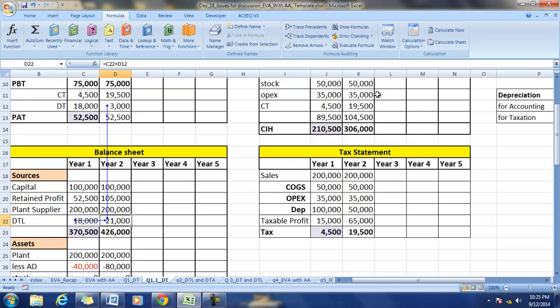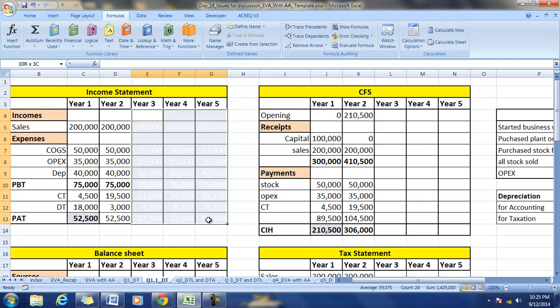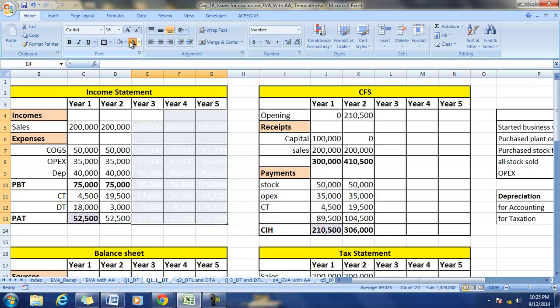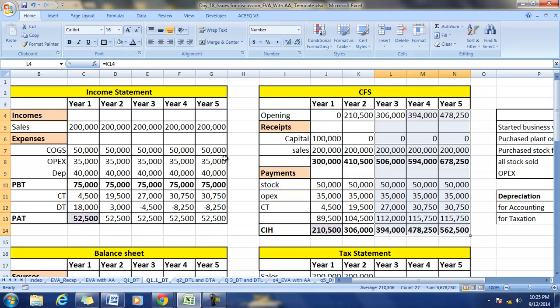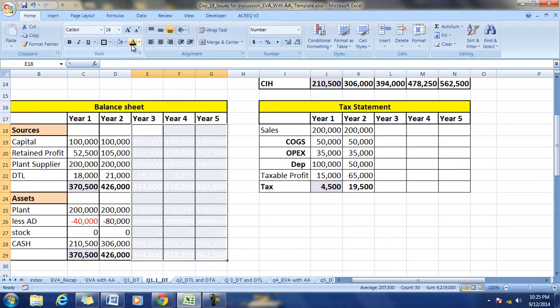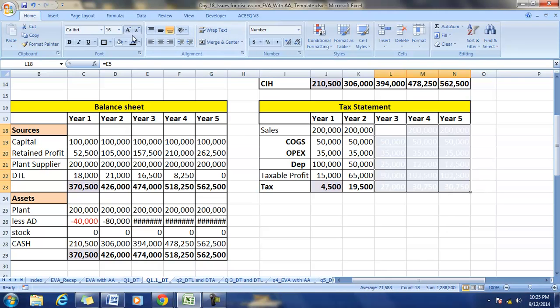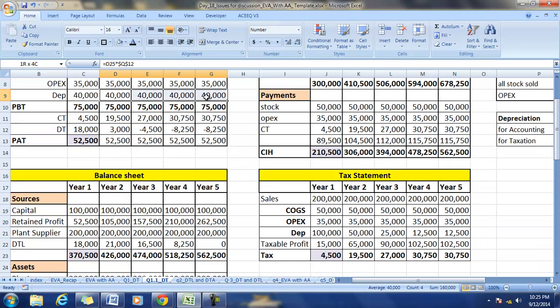The same is the case for the next 3 years too. So let us see all the items of all 3 years at a time to get a better picture about the deferred taxes and deferred tax liabilities. We can see that the depreciation each year in taxation is decreasing, whereas depreciation in accounting is the same. However, the total depreciation under accounting, 200,000, is the same as total depreciation under taxation, 200,000.